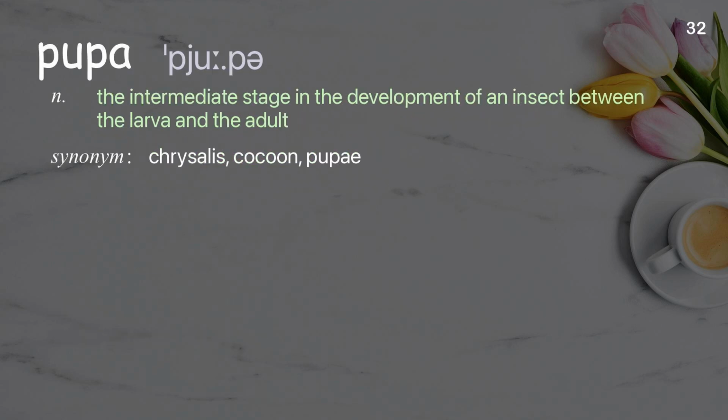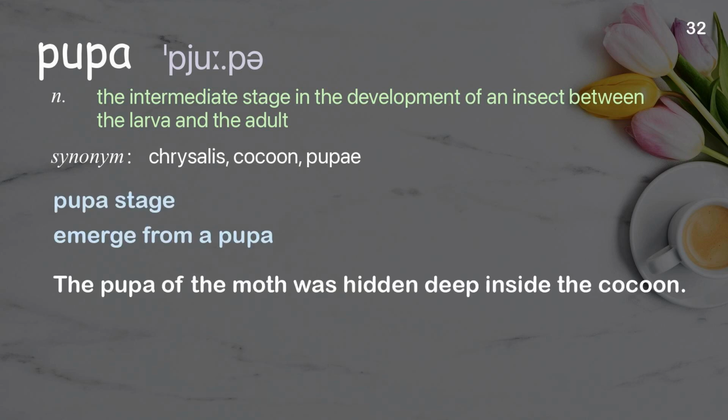Pupa: the intermediate stage in the development of an insect between the larva and the adult. Examples: pupa stage. Emerge from a pupa. The pupa of the moth was hidden deep inside the cocoon.